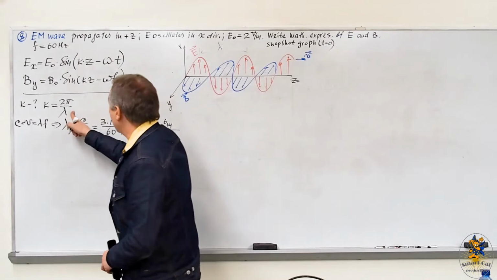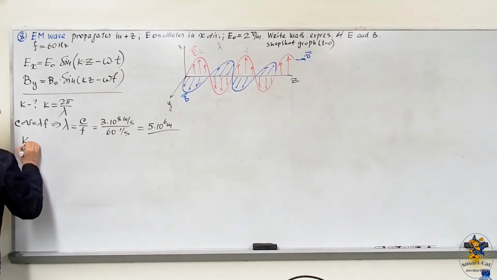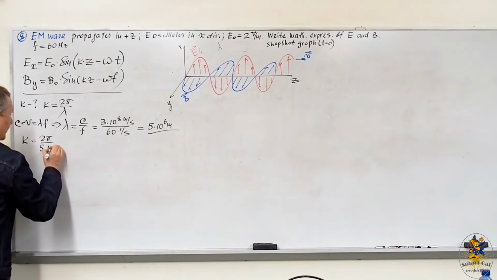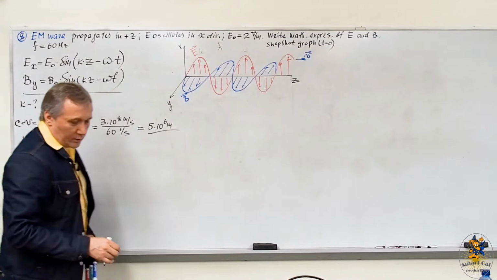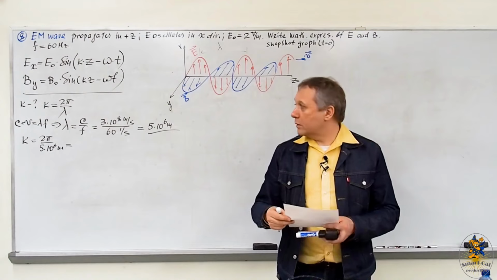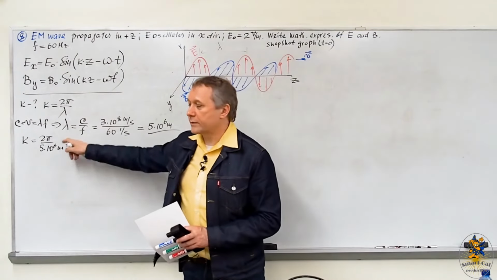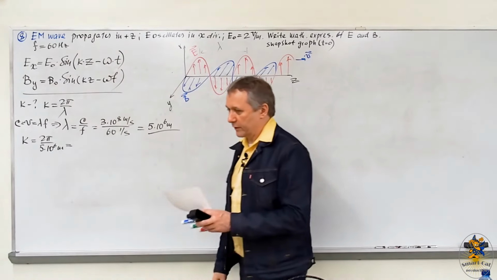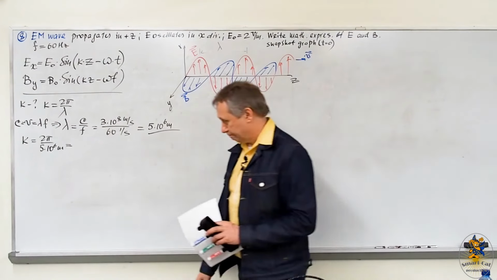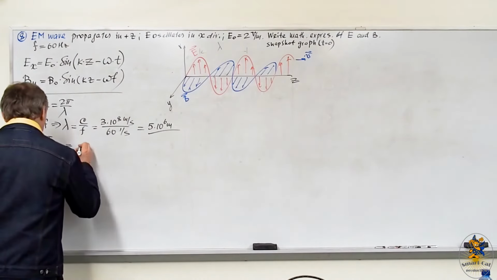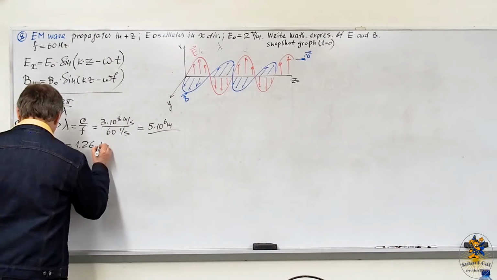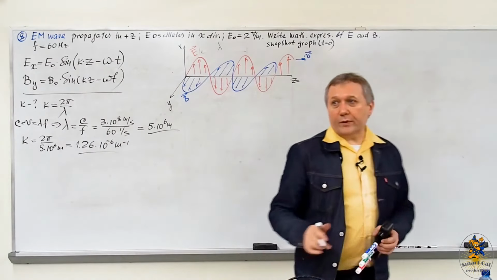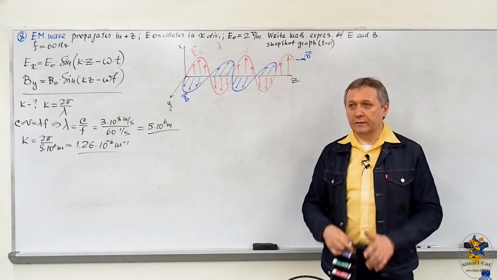Okay, so now, once we know the wavelength, of course, we can find k. k equals 2 pi divided by 5 times 10 to the power of 6 meters. That's the length, right? Wavelength, lambda. It's almost like a universal convention. So it will be 1.26 times 10 to the power of -6 inverse meters. So that's the wave number, effectively the spatial frequency.